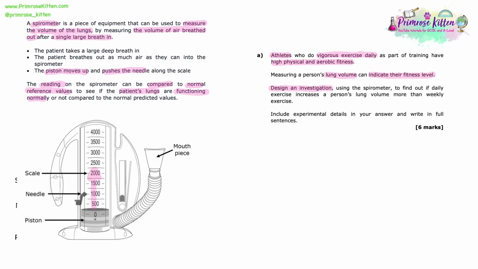Design an investigation using the spirometer to find out if daily exercise increases a person's lung volume more than weekly exercise. Include experimental details in your answer and write in full sentences. So hopefully we'll be familiar with the idea that any design an investigation question is a CORMS question. And we're clearly comparing the daily exercise versus a weekly exercise.